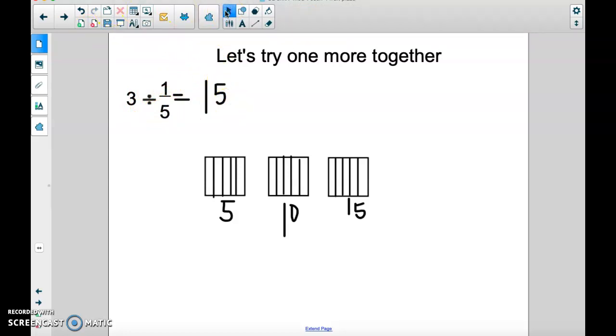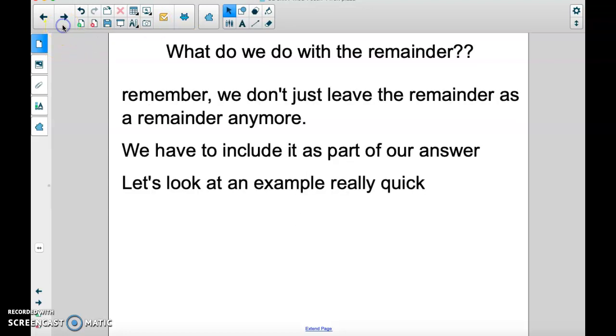So that's the one thing I wanted to review with you, right? The other one is something we haven't talked about at all during online learning, but we did have a lot of conversations about this in school, and that's what to do with the remainder. Okay, remember we're in 5th grade. We don't just leave the remainder as a remainder anymore. We have to include it as part of our answer, right? And it can depend on what we're doing. If it's 72 divided by 6, and we're trying to figure out how many vans we need, you'd have to round up, those kinds of things. But we're going to talk about including it as part of our answer.